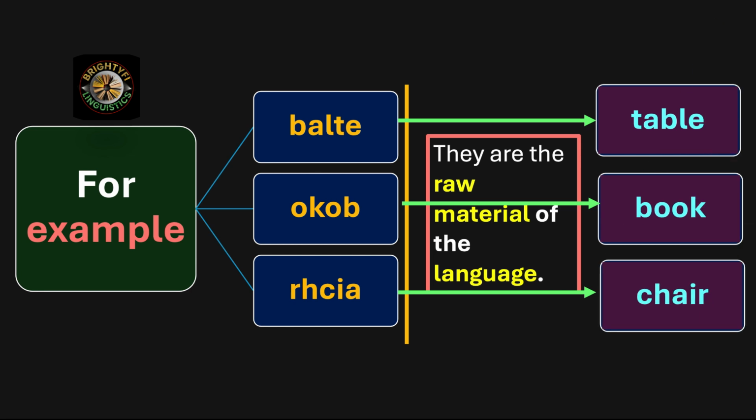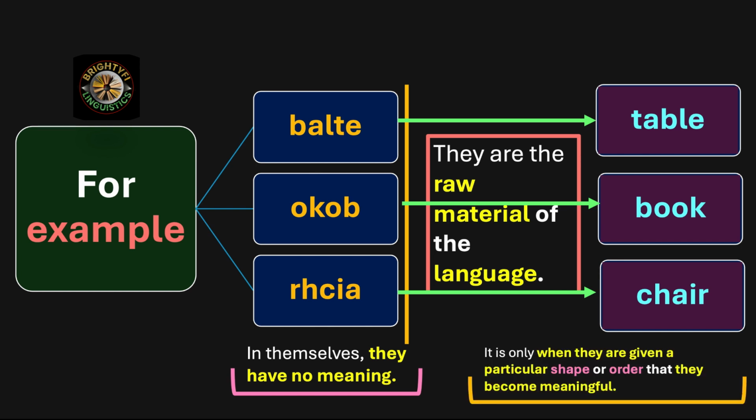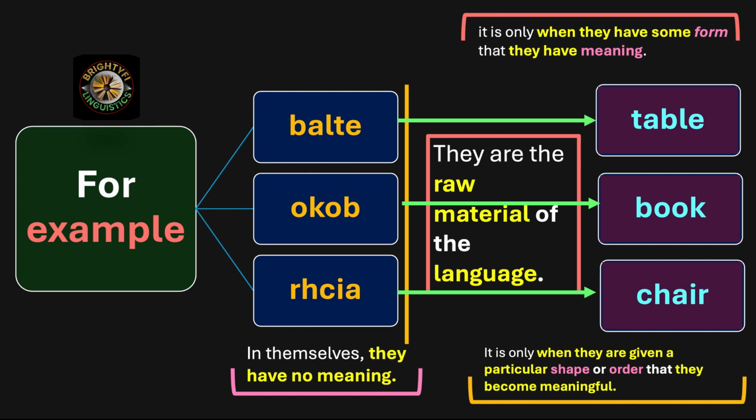So what we come to know is that in themselves, they have no meaning. They are just individual characters of the English language. It is only when they are given a particular shape or order that they become meaningful. Further, we can add that it is only when they have some form that they have meaning, that they have an idea, that they convey something to us.